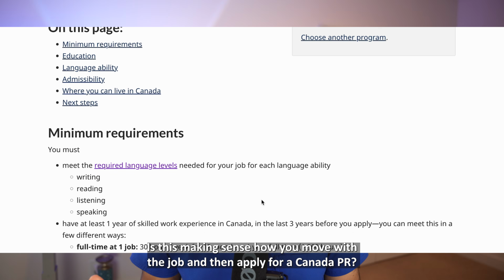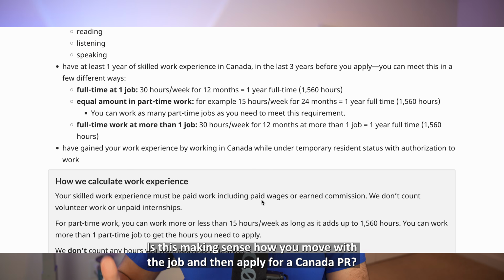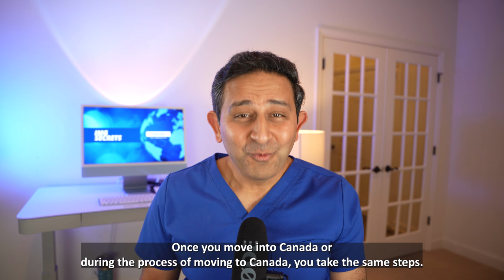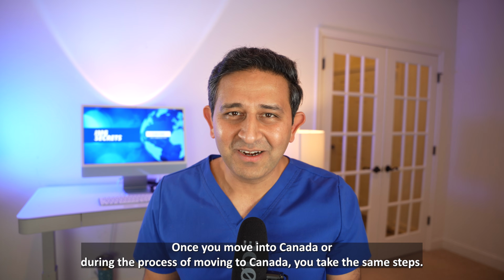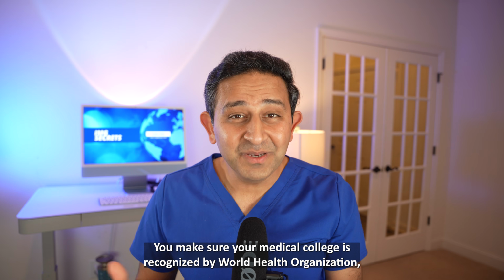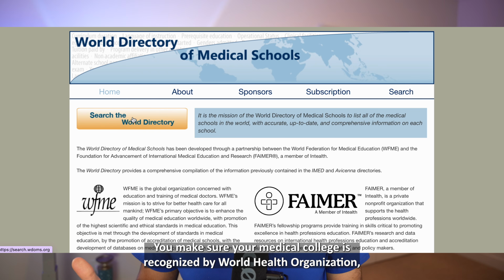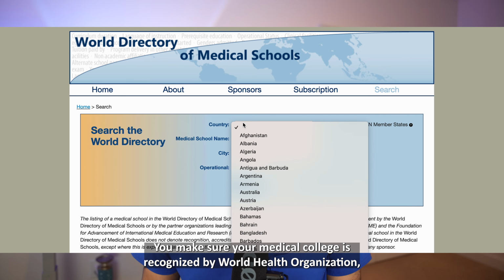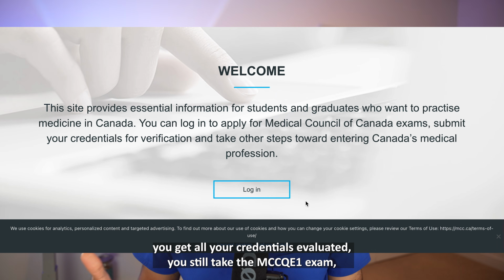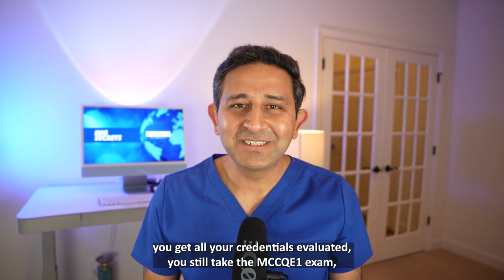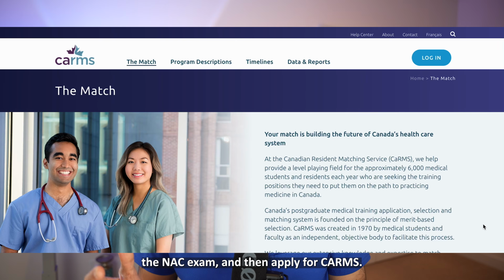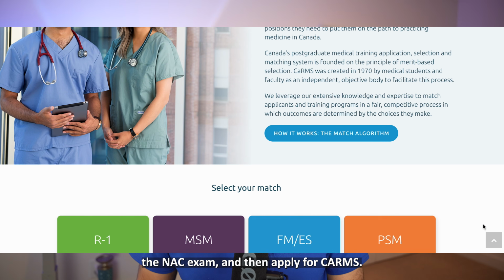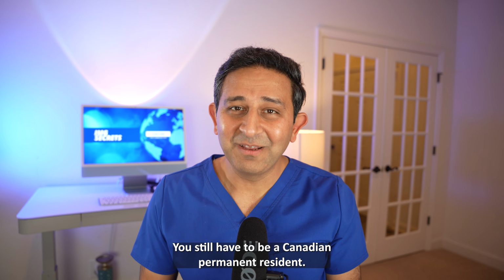Is this making sense? How you move with the job and then apply for a Canada PR. Once you move into Canada, or during the process of moving to Canada, you take the same steps. You make sure your medical college is recognized by World Health Organization. You get all your credentials evaluated. You still take the MCCQE1 exam, the NAC exam, and then apply for CARMS. You still have to be a Canadian permanent resident.